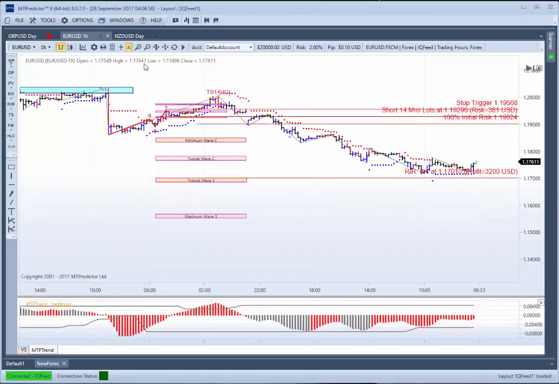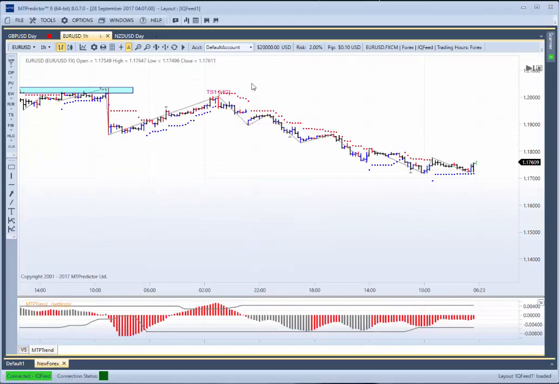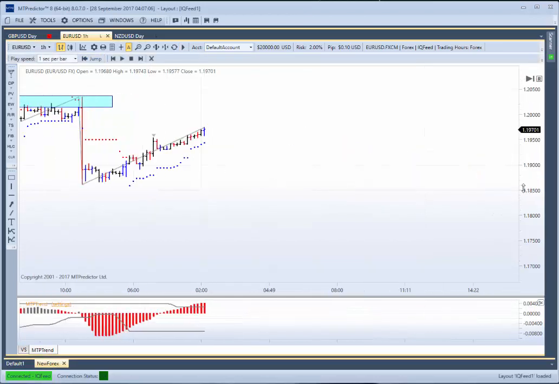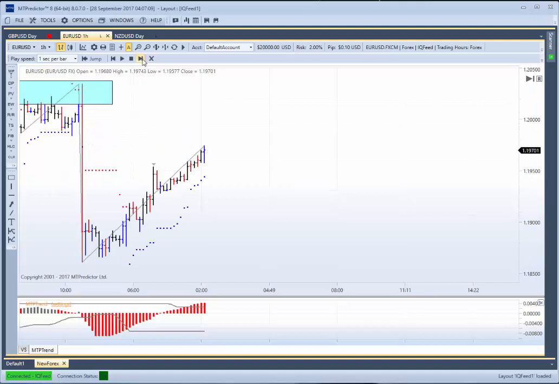Let's take everything off. Whoops, I didn't really want to do that. I wanted to move forward a bit, so I'll just go back on the trading mode. Sorry about that. Let's move forward a little bit further.